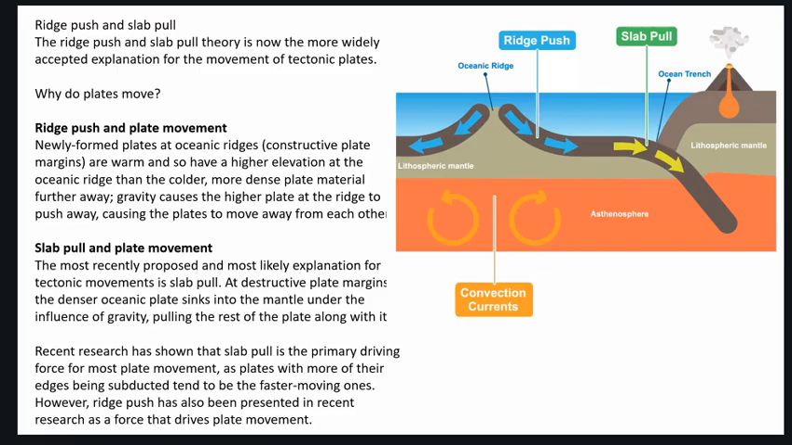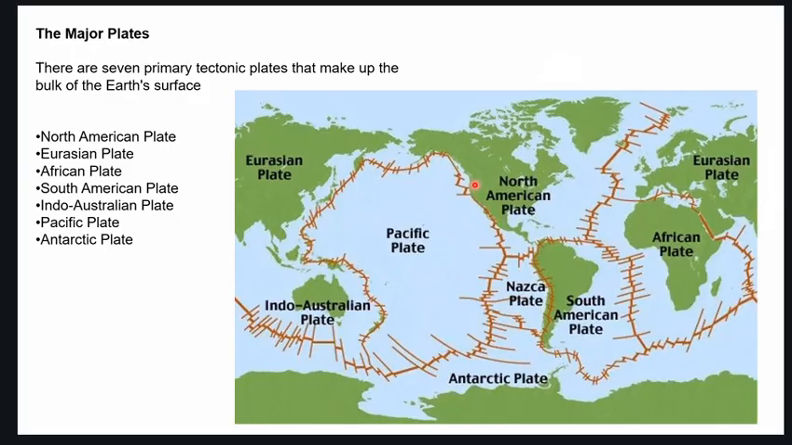So due to this, there are 7 major plates on the earth as we know it. There are minor plates, but the 7 major plates we have are the North American plate, the Eurasian plate, the African plate, the South American plate, the Indo-Australian plate, the Pacific plate, and the Antarctic plate. Do you guys understand up till now? Yes, ma'am. All right.